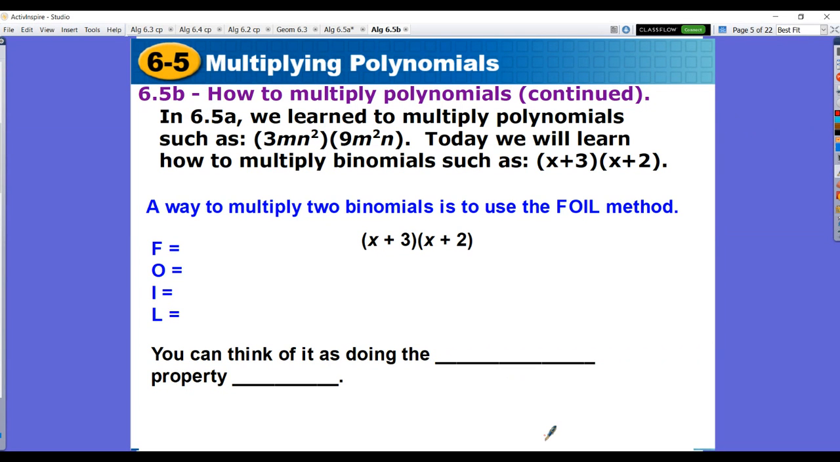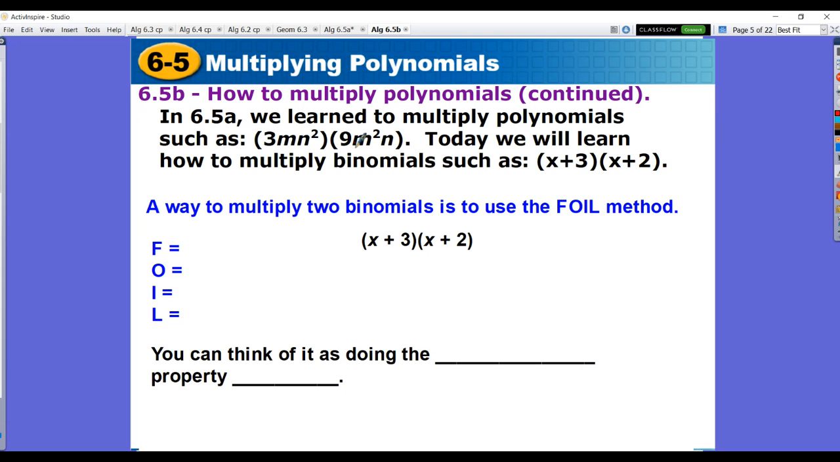All right, algebra students, here we are. We got the second part of 6.5. We're going to be again talking about multiplying polynomials. So let's take a look at what we've done so far and we'll talk about what we're going to be up to today. So in our last lesson, 6.5a, we learned how to multiply polynomials.